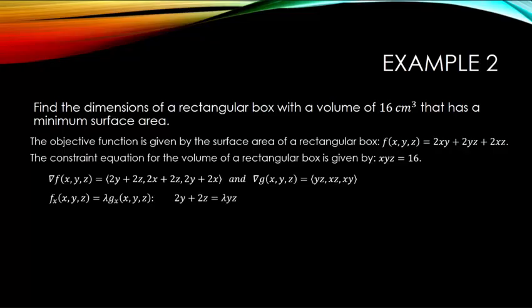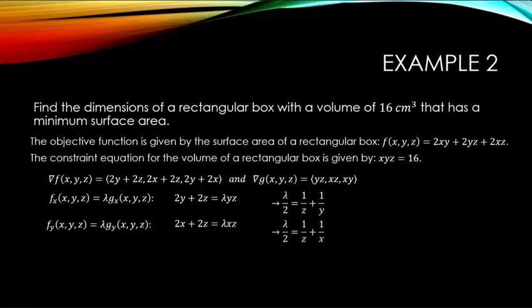This gives me 2y plus 2z is equal to lambda yz. This implies that lambda over 2 is equal to 1 over z plus 1 over y. Fy at xyz is given by lambda times gy of xyz. I get 2x plus 2z is equal to lambda xz. This implies that lambda over 2 is equal to 1 over z plus 1 over x.